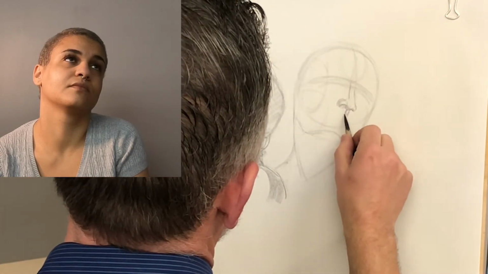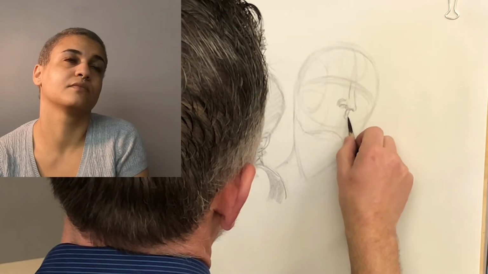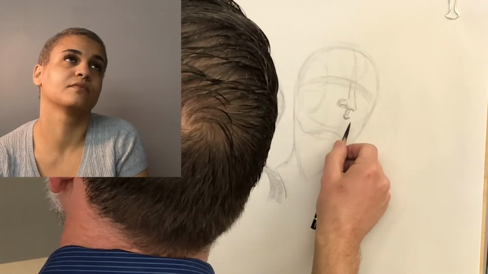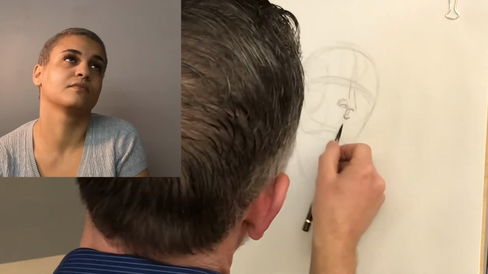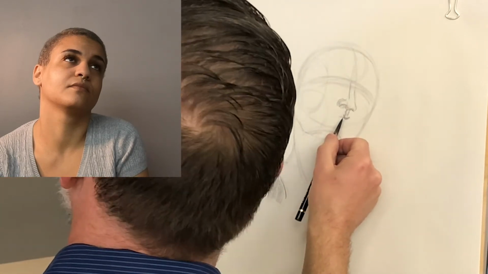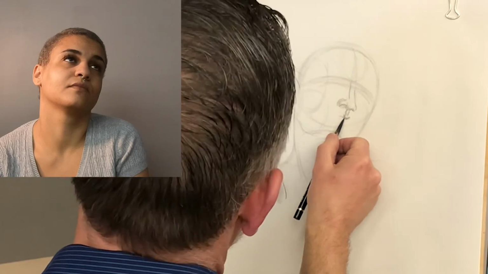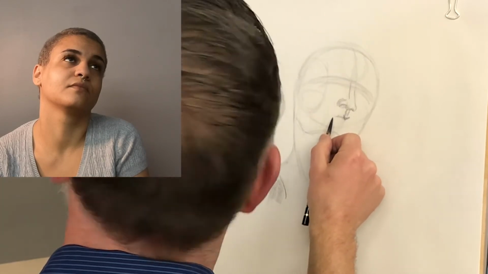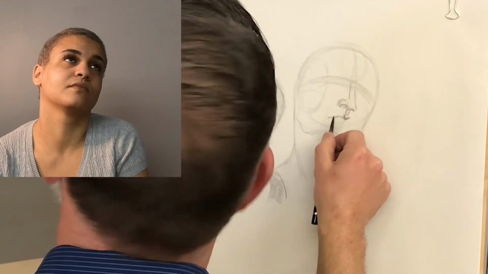Right? So we're going to draw the lips here. Okay, so we draw that bottom section as a little bit of a V shape. And we can see as it comes over, because we're looking up at it, right? It kind of comes over, right? And then it comes back something like this.